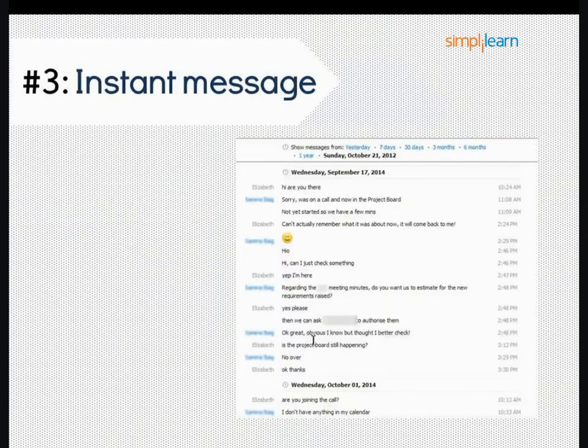I also use instant messaging. It's a good way of chatting to people. It's a good way of making sure that you can find out if somebody is at their desk. If you need a quick answer to something, it's a very appropriate way of informally getting that information. So we use that too.